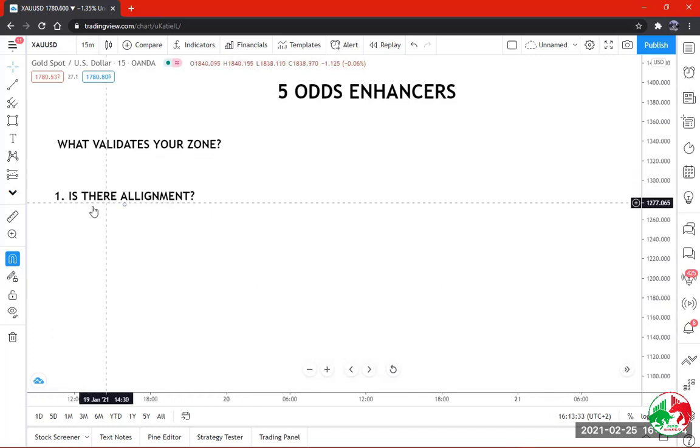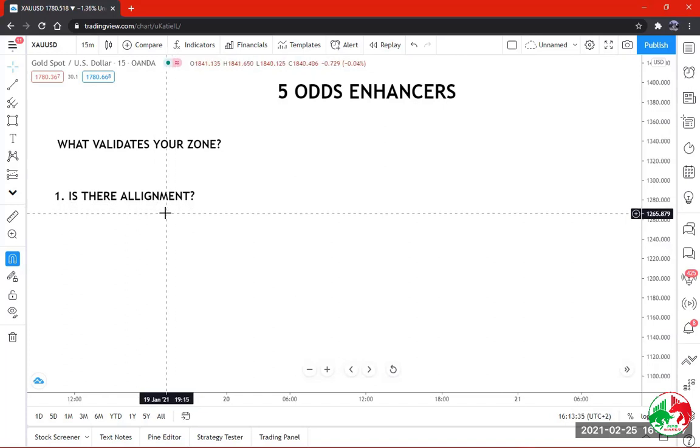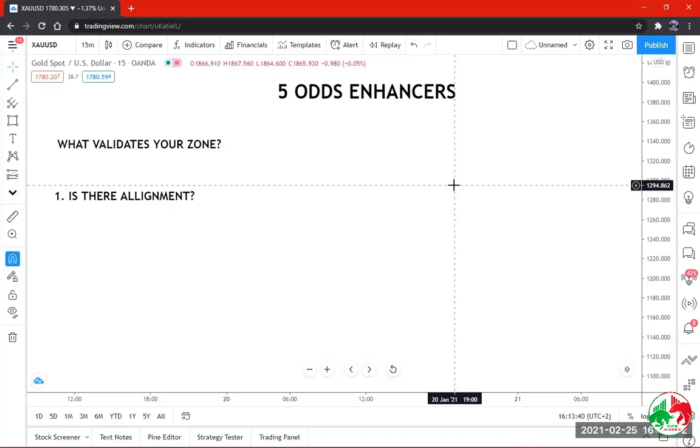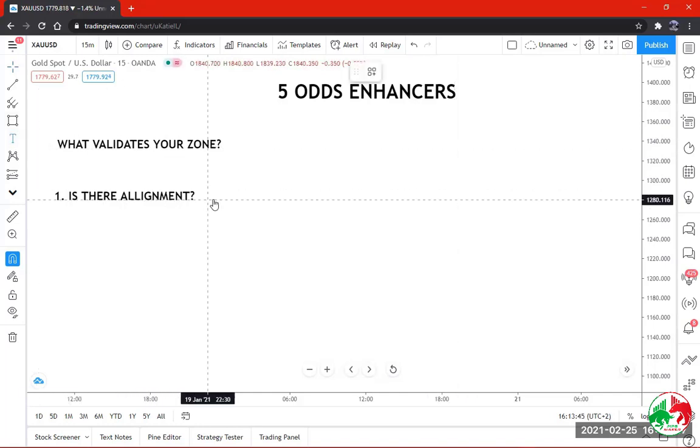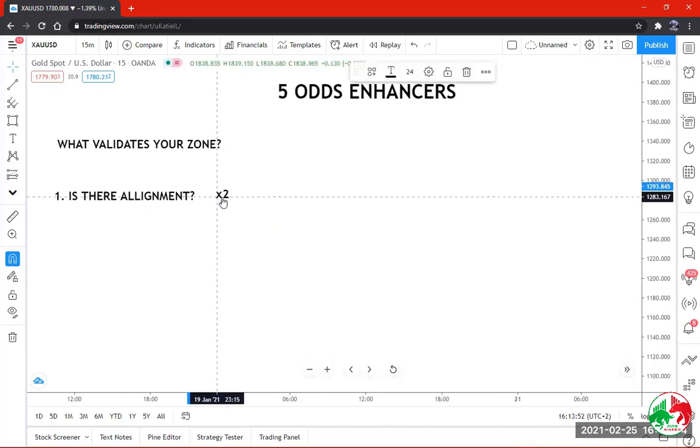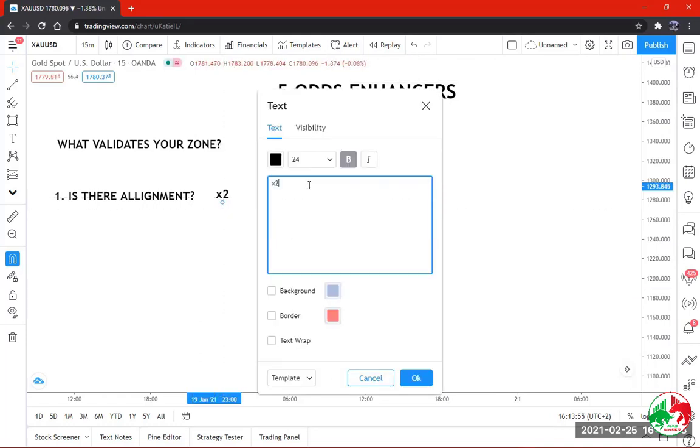Okay, so the first one is alignment in the higher time frame. Basically the monthly, the weekly, and the previous daily candle. I'm saying you should always ask yourself, the first question: is there alignment? If yes, then it's 2 points. Alignment is the monthly, weekly, and the previous daily candle. Are they aligned?